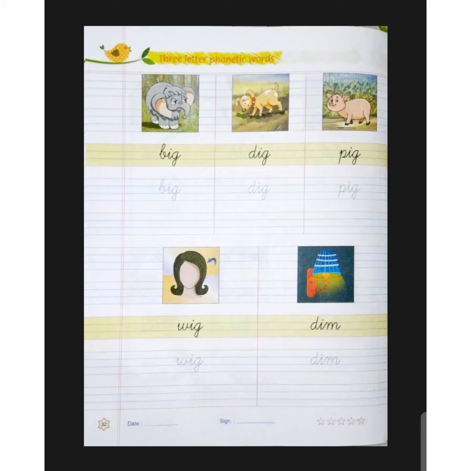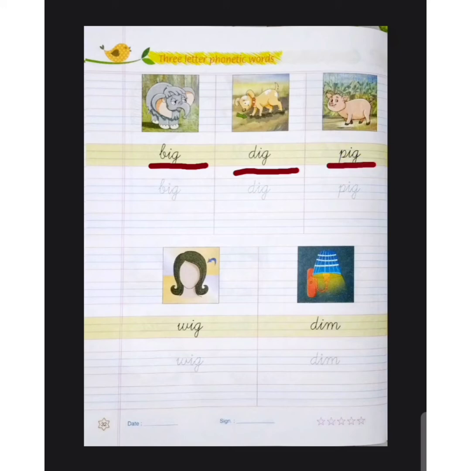Here it is again 3-letter phonetic words. I sound words. So the first is big, big. You can see the picture of an elephant over here. So the elephant symbolizes big, big. Big matlab bada. Now the next is dig, dig. Now in the picture you can see a dog digging the ground. Digging matlab khodna.